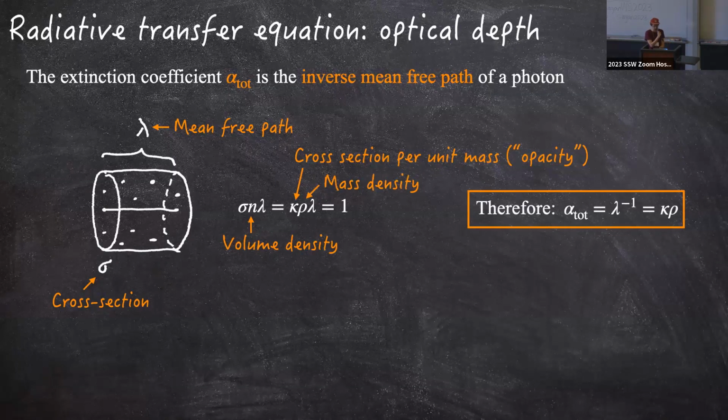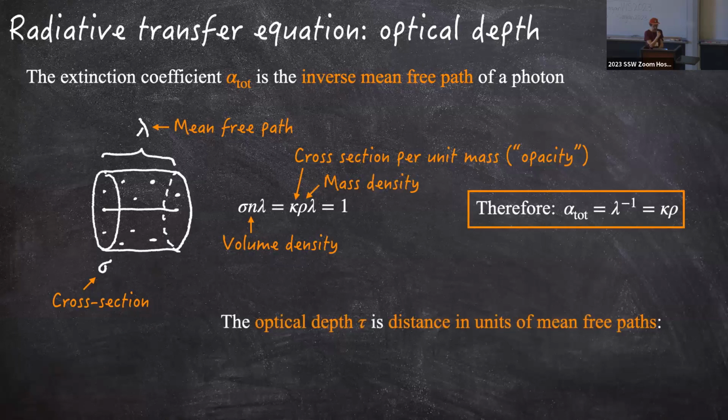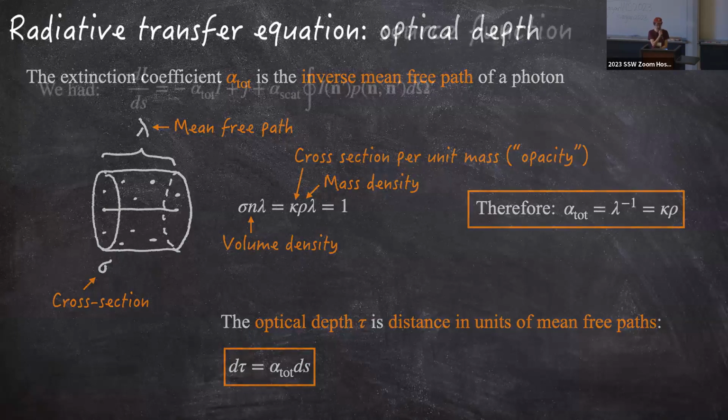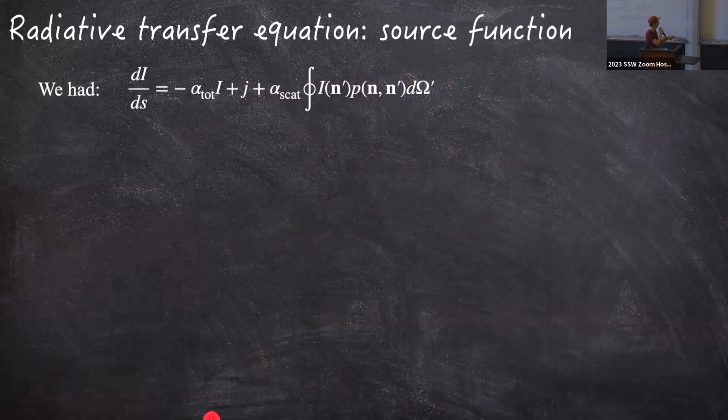And now we can finally go to optical depth, which is just the distance in units of mean free paths. So d tau equals alpha tot times ds. So we'll now change from ds to d tau. So we have to divide everything by alpha tot as well. So we have this, and now we divide the whole equation by alpha tot. ds becomes d tau. We get j over alpha tot here, alpha scat over alpha tot here.